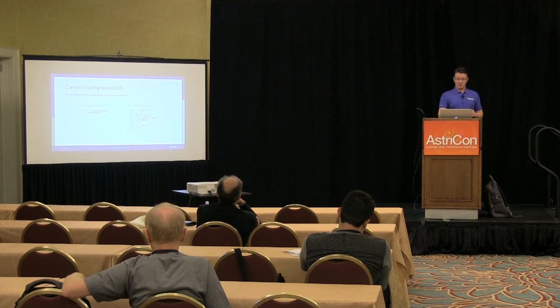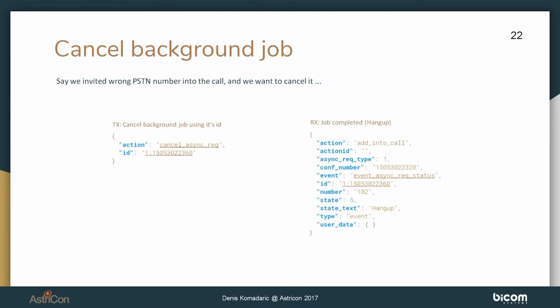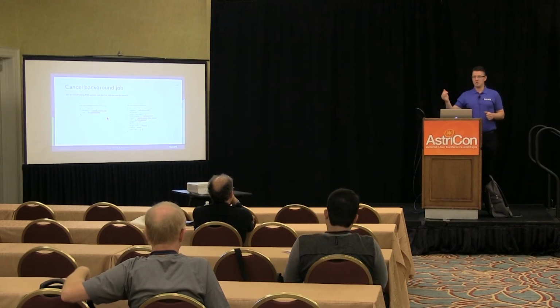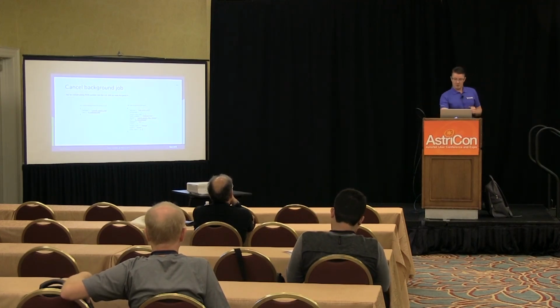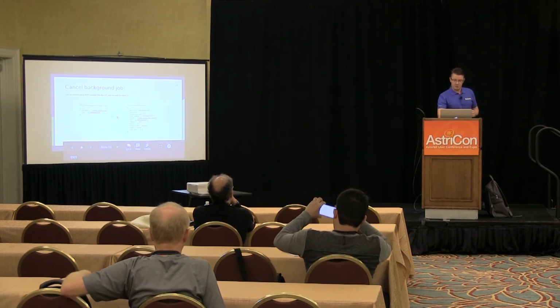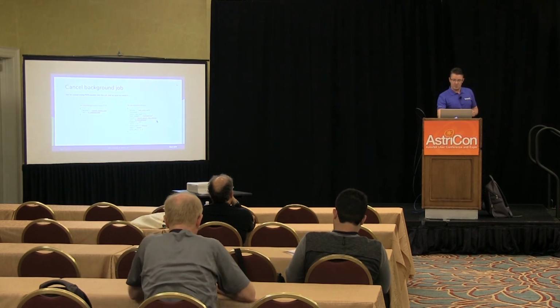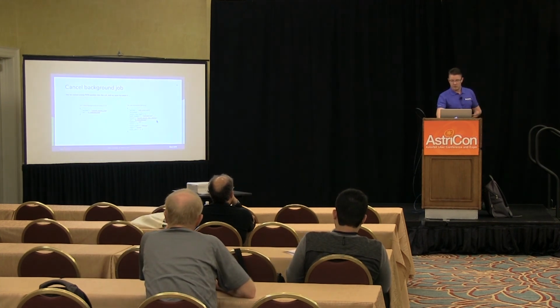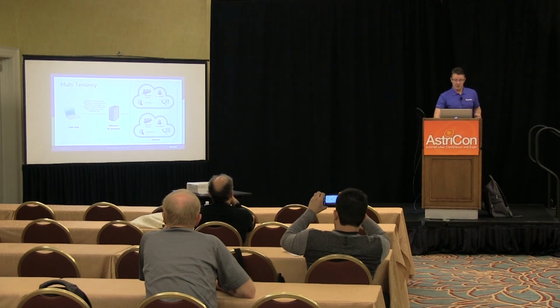And as I mentioned earlier, what if we, by mistake, enter wrong phone number? We want to cancel it before the user actually answers his phone. And we can do it like this. Just by sending the ID, in the background, system knows what is the channel to be hanged up, and so on. And as we can see, we just cancel this one, and we get that the request, that job actually completed.